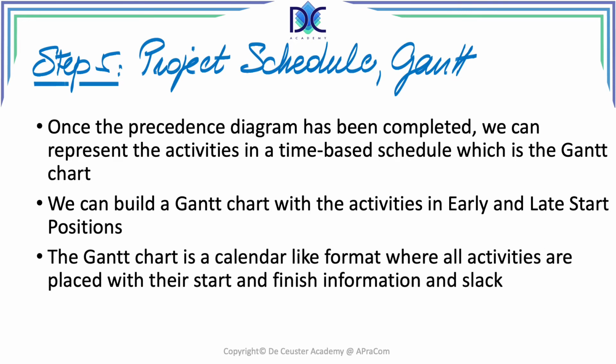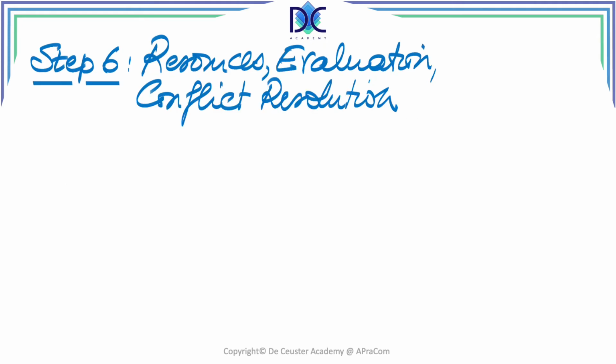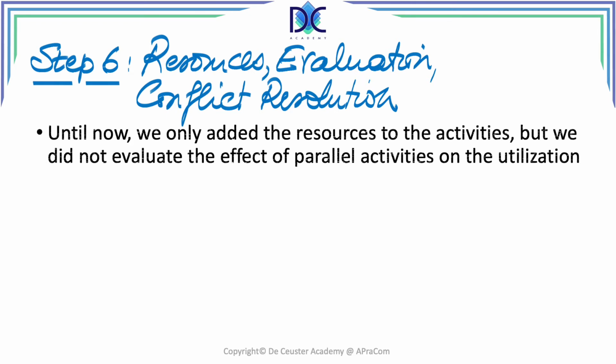Now, the Gantt chart is like a calendar, and you put there all those activities, the start time, the end time, and also the slack. We look at resources and conflict resolution because we put those activities in the Gantt chart. We already identified the resources, but now we will be adding the resources to the schedule. And basically, when we are adding those resources to the schedule, it may happen that some resources are working on activities in parallel.